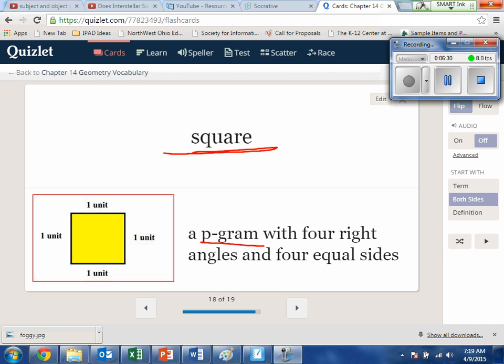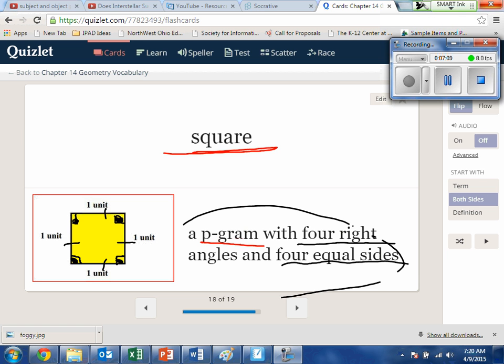It's a parallelogram. But what also a square is, it has 4 right angles. So not only are the opposite sides equal, all of the opposite angles are right angles. Sorry about that. Also, it has 4 equal sides. So a square is really kind of cool because it has everything. It has equal sides, it has equal angles, all the angles are right. It seems to be the perfect shape. So go ahead and put that definition in if you haven't already. Go ahead and pause it if you need to.